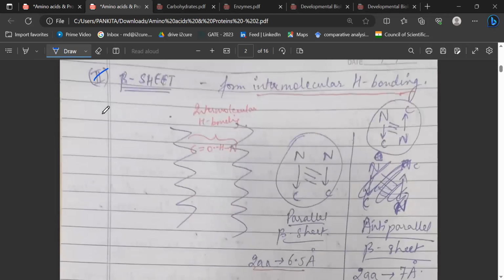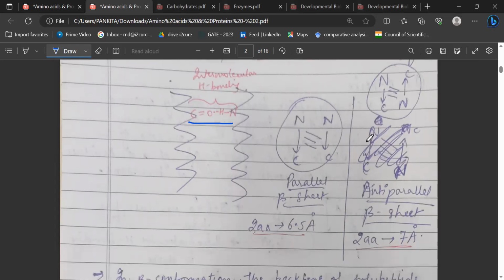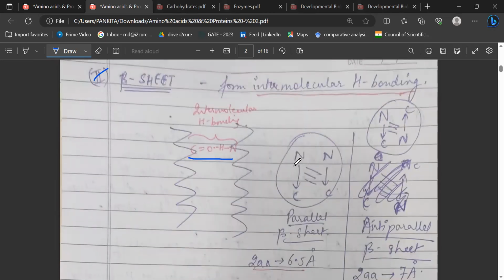The second structure is the beta sheets. They form intermolecular hydrogen bonding. So there are two polypeptide chains, and between the two polypeptide chains there will be intermolecular hydrogen bonding between the carboxyl as well as the amino group. As you can see in the diagram, there are two types of beta sheets. One is the parallel beta sheet and the other one is the anti-parallel beta sheet.